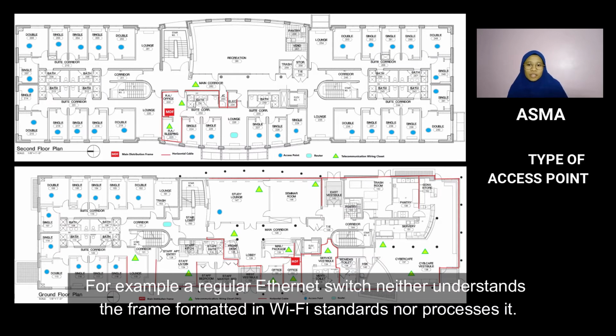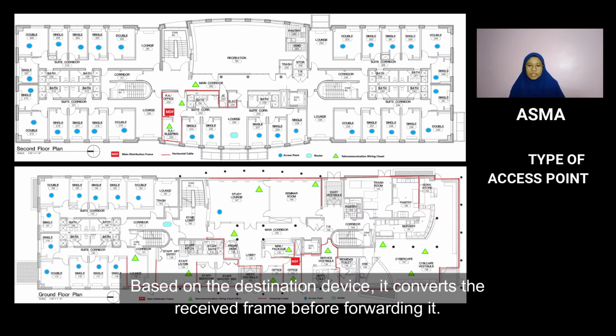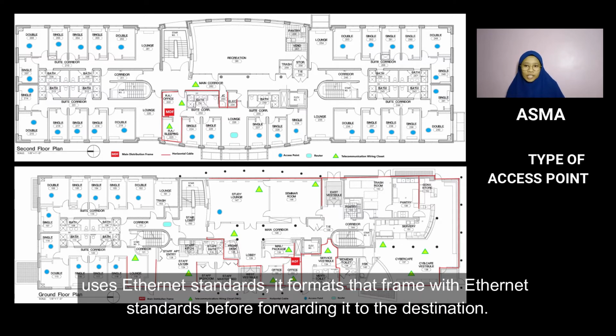For example, a regular Ethernet switch can neither understand the frame format in the Wi-Fi standard nor process it. Access points support both standards and, based on the destination device, convert the received frame before forwarding it. For example, if it receives a frame that is formatted with the Wi-Fi standard and has a destination address that uses the Ethernet standard, it formats that frame with the Ethernet standard before forwarding it to the destination.